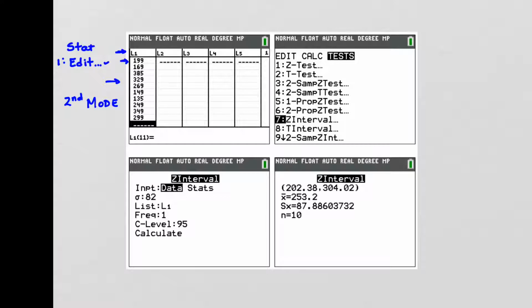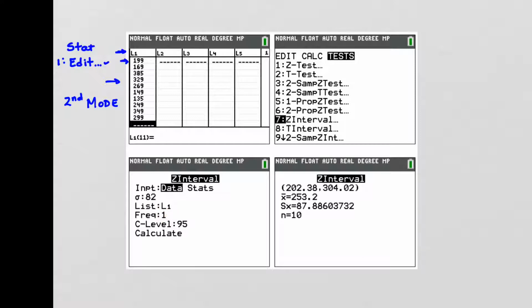So now I am in z interval. I've entered all the information for this problem. So my input is data, because I have data in my list. If we were just given information in the problem that we were ready to type in here, that would be stats. But we're using data in this problem. We were told that sigma is 82. There we go. My list is L1. You want to make sure that that matches up.